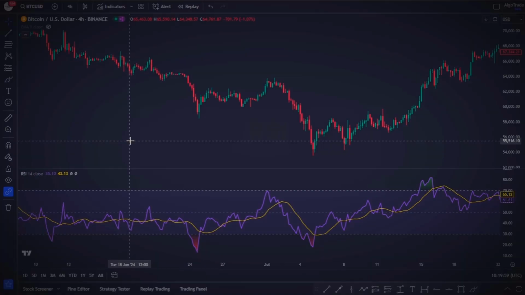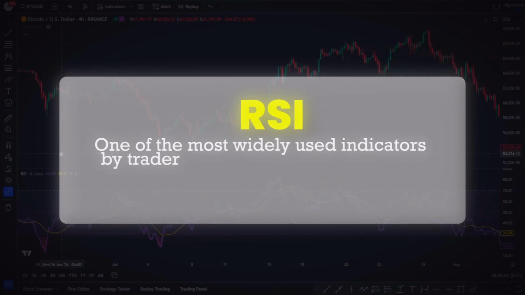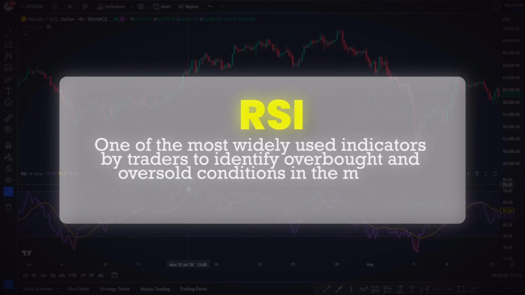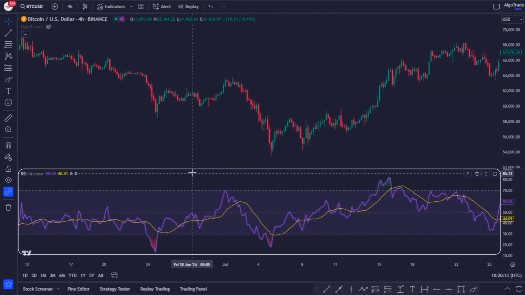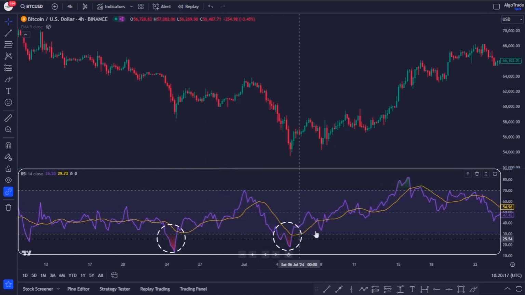By definition, the Relative Strength Index, or RSI, is one of the most widely used indicators by traders to identify overbought and oversold conditions in the market. It oscillates between 0 and 100, and it's commonly used to pinpoint potential reversal points.